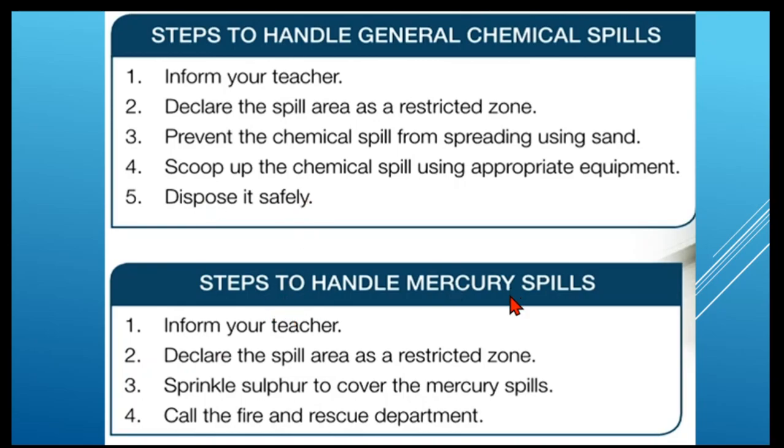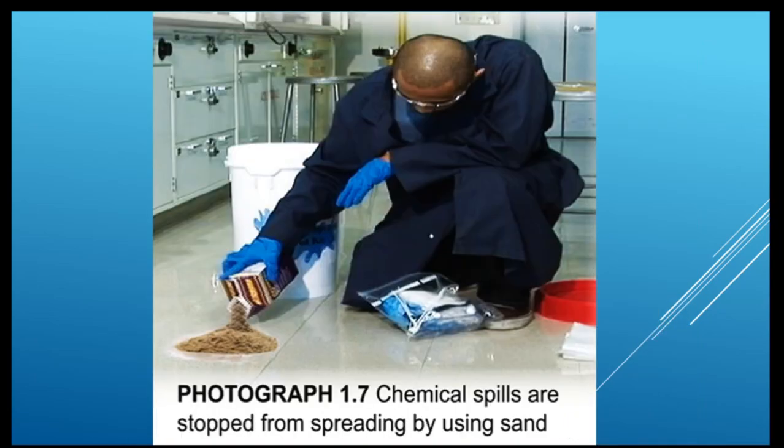Okay, how about mercury spills? Mercury spills, inform teacher, and then sama juga jangan benarkan sesiapa untuk pergi kepada zone spill area itu. And then we sprinkle sulfur, cover the mercury spill, baru call the fire and rescue department biar diorang yang handle the mercury spill incident lah. Okay, so this is the photograph. Chemical spills are stopped from spreading by using sand. Okay, biasanya sand akan digunakan untuk stop spreading of chemical spills.